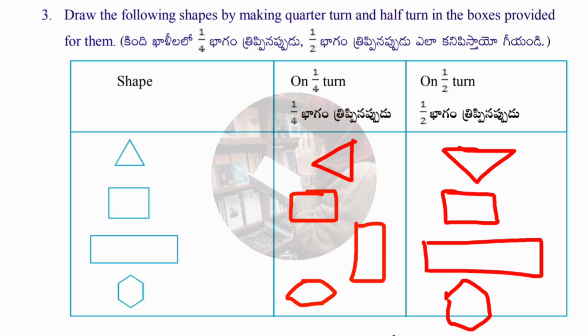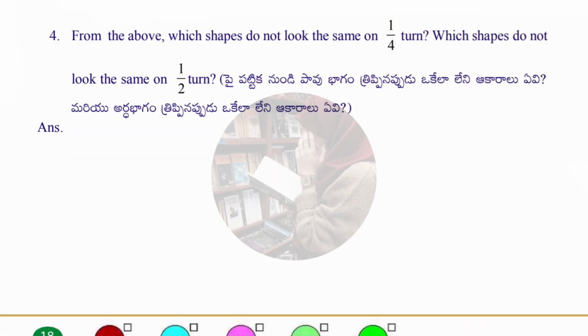Okay, let's move to the next question. What is given here? Question number 4 is, from the above, which shapes do not look the same on 1 by 4th turn? Which shapes do not look the same on 1 by 2 turn? Means after turning the shapes by 1 by 4th and 1 by 2, which shapes do not look the same, that one we have to write here.